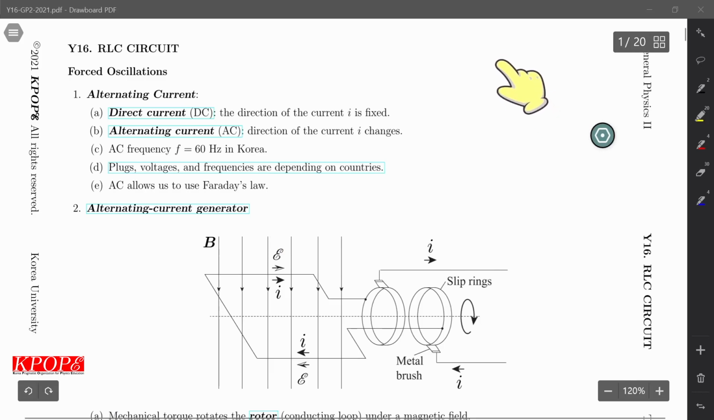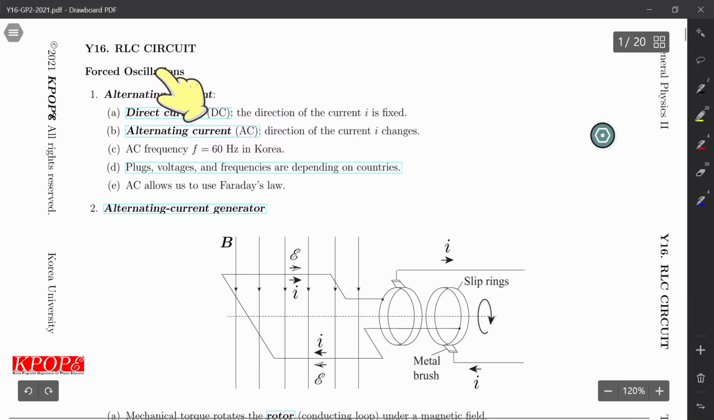Today we consider the RLC circuit. In the last class we considered the RLC circuit under a driving force, that is, alternating current.